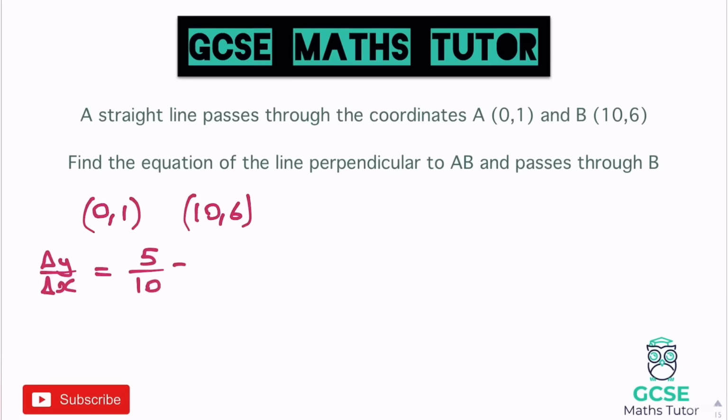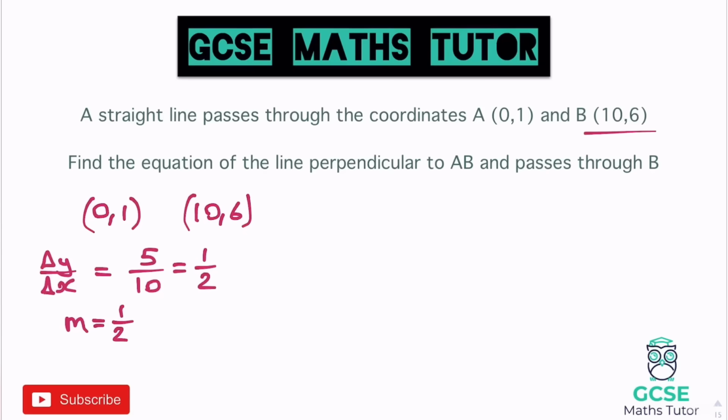And if we simplify that, that gives us a half. And I always leave these gradients in fractional form rather than as a decimal. So the gradient is a half, and I always write m equals a half, because we know we're looking at line equations, which is your y equals mx plus c. So m is a half. It says find the equation of the line perpendicular to that passes through B.